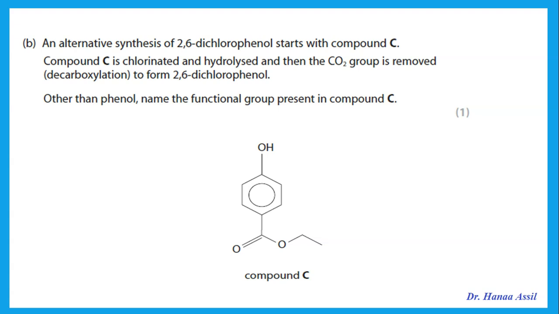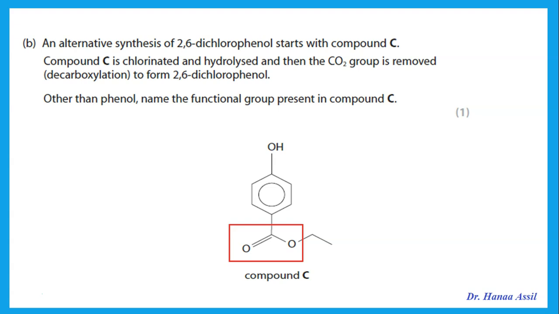An alternative synthesis of 2,6-dichlorophenol starts with this compound. Compound C is chlorinated and hydrolyzed, and then carbon dioxide group is removed to form 2,6-dichlorophenol. Other than the phenol group, name the functional group present in compound C. So what is the name of this other functional group? You should realize that that is an ester group.